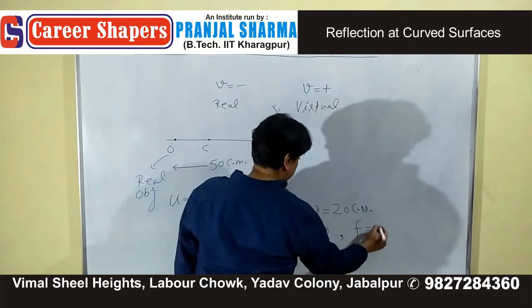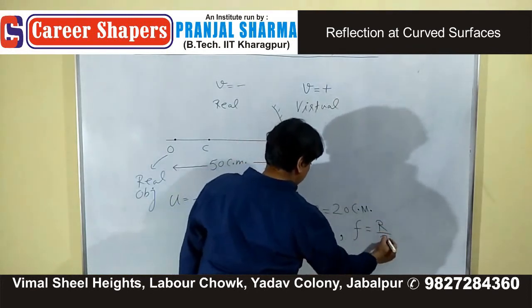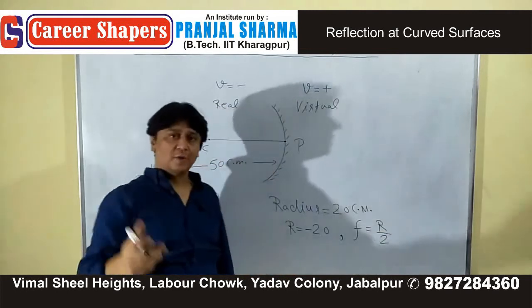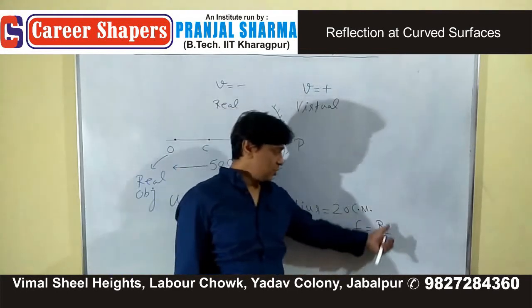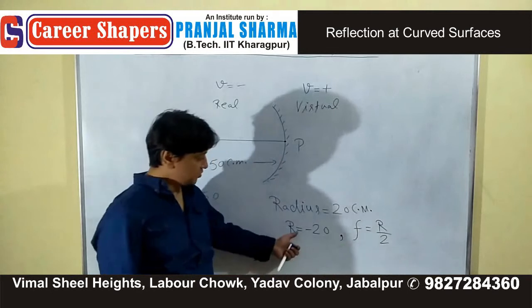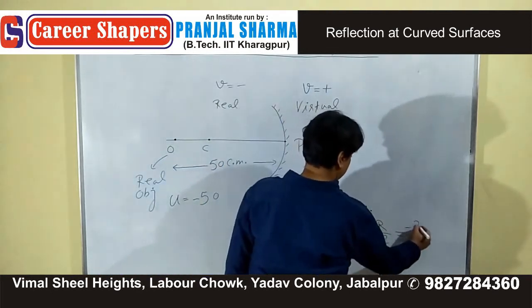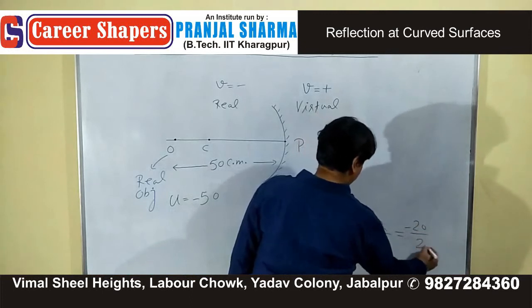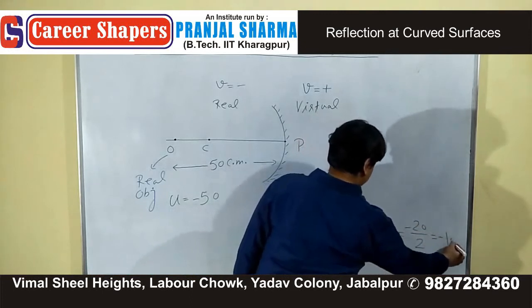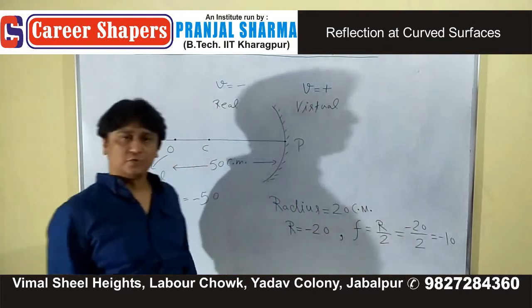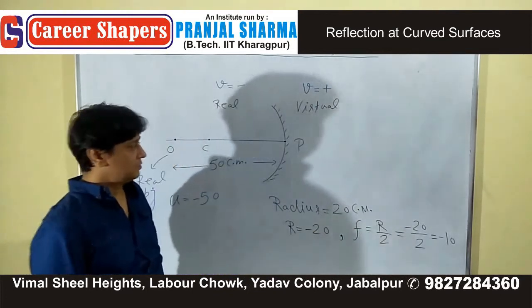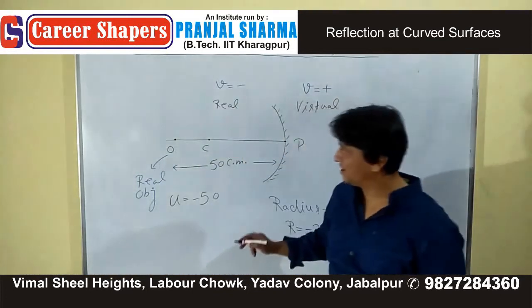Focal length is always R by 2. You don't have to add plus or minus from your side. F is what? R by 2. R is something which you have decided already. That is minus of 20 divided by 2, which gives you minus of 10. That's the focal length.